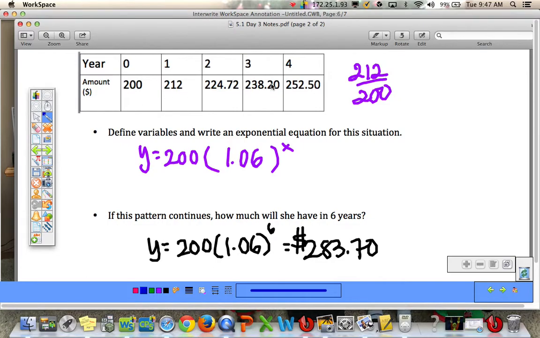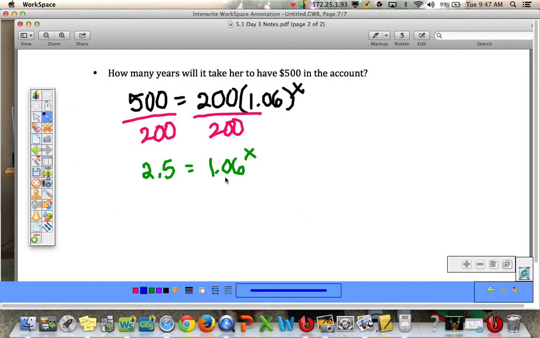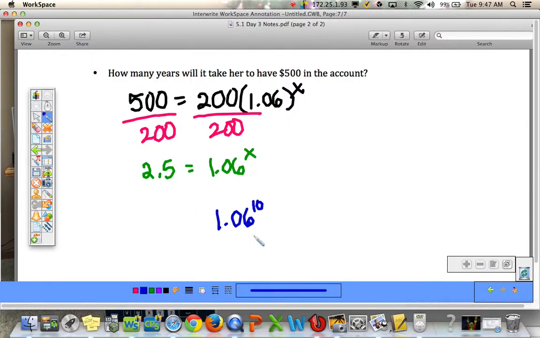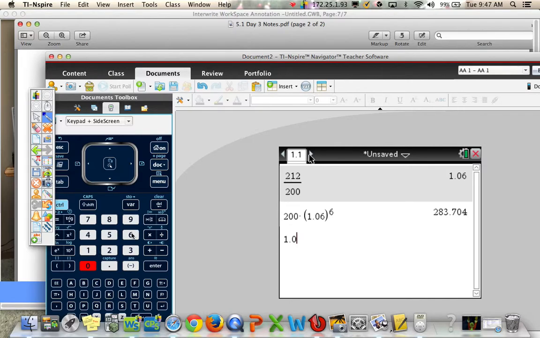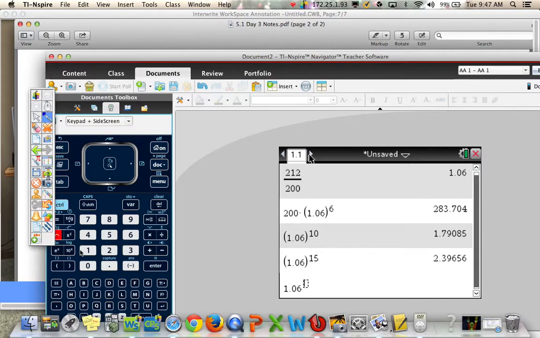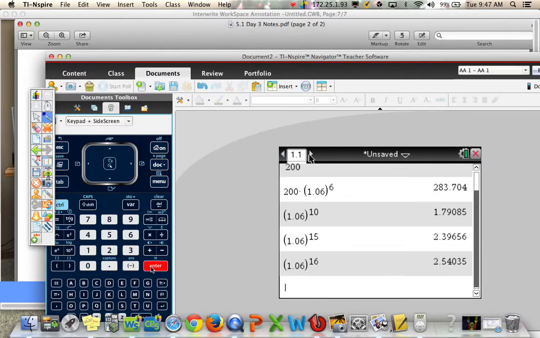Educated guess and check. We know that in 6 years she has 283, and we want 500, so it's more than 6 years. So let's guess, I don't know, 10. 1.06 to the 10th power, and see how close we get to 2.5. All right, 1.79 is still too low. Let's try 15 years. Again, we're looking for 2.5. 2.39, let's go higher. Let's go 16 years. All right, we're close. We know it's between 15 and 16.